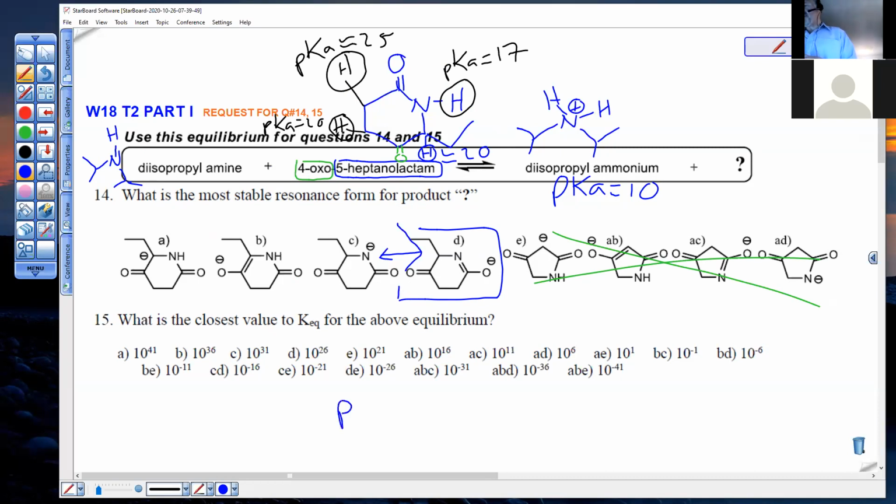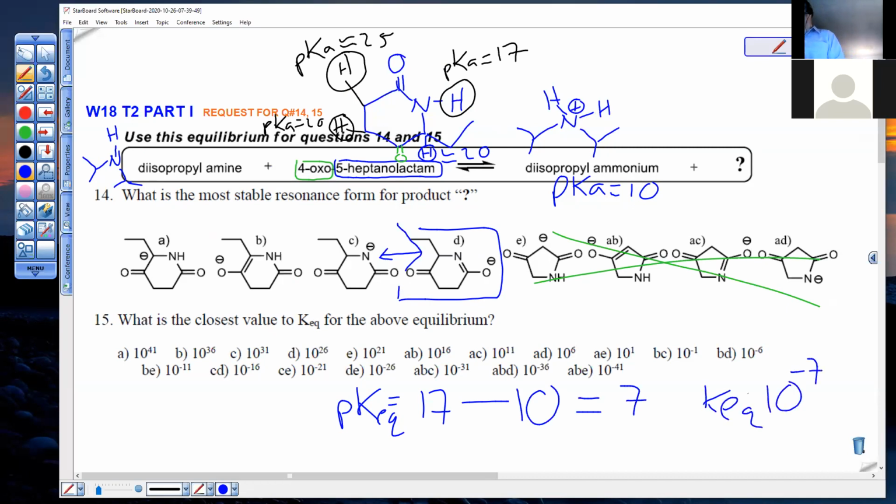So pKeq: 17 of the original acid, 10 of the final acid. So Keq is closest to 10 to the -7. There's your closest choice.